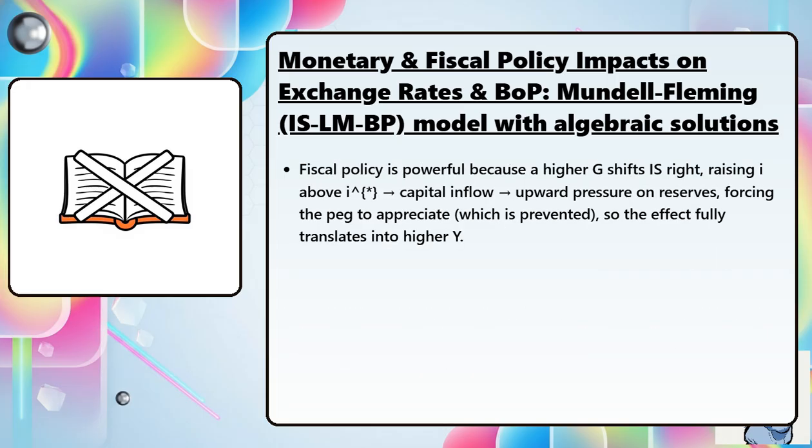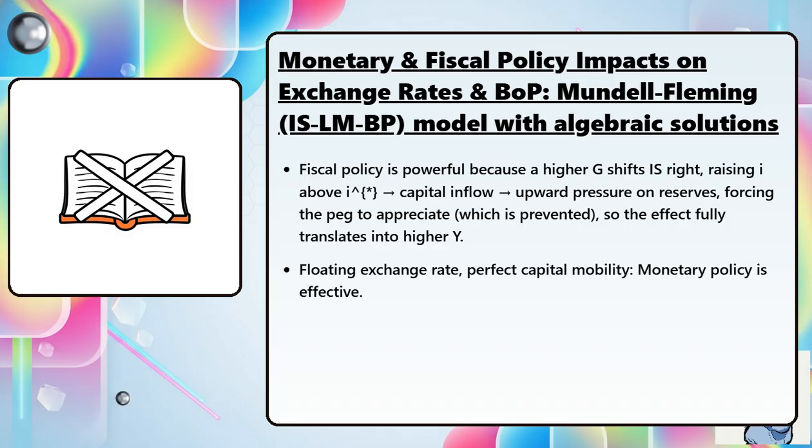Fiscal policy is powerful because a higher G shifts IS right, raising i above i*, leading to capital inflow, leading to upward pressure on reserves, forcing the peg to appreciate, which is prevented, so the effect fully translates into higher Y. Floating exchange rate, perfect capital mobility, monetary policy is effective.